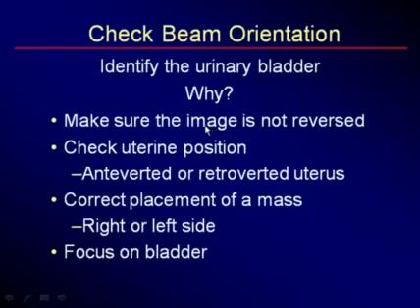So why do we even bother with this? Well, first of all, we have to make sure that the image is not reversed. That would help us with the proper uterine position. So if it's an anteverted uterus, if it was reversed, it would look retroverted, and vice versa. Also, when we turn 90 degrees into the transaxial plane, we want to make sure that the right side is correctly registered, so we don't mix up the placement of a mass. And it gives us a brief interval of time to just focus a little bit on the bladder, and sometimes we pick up bladder abnormalities.